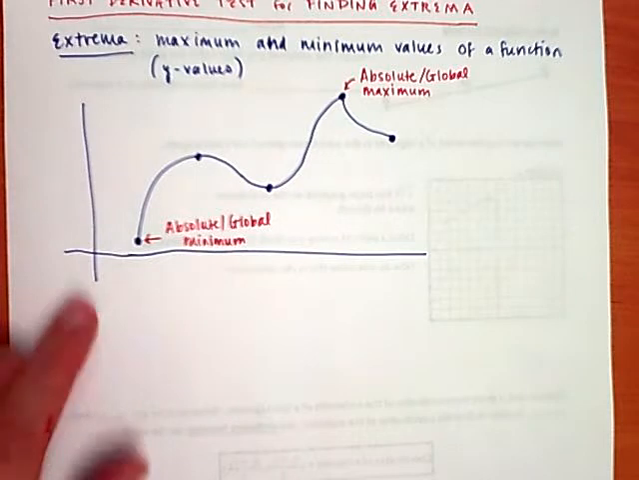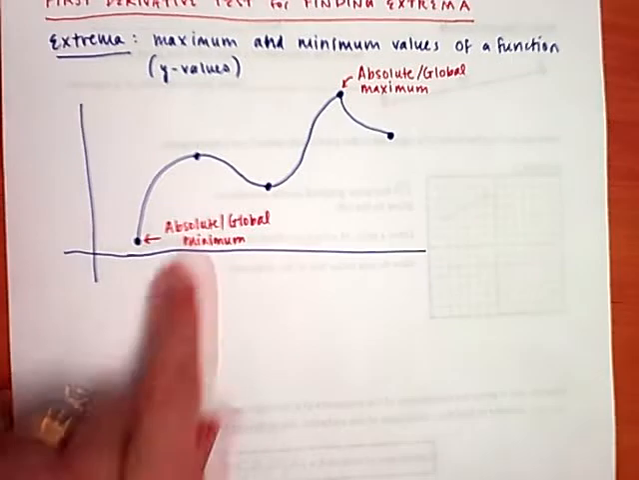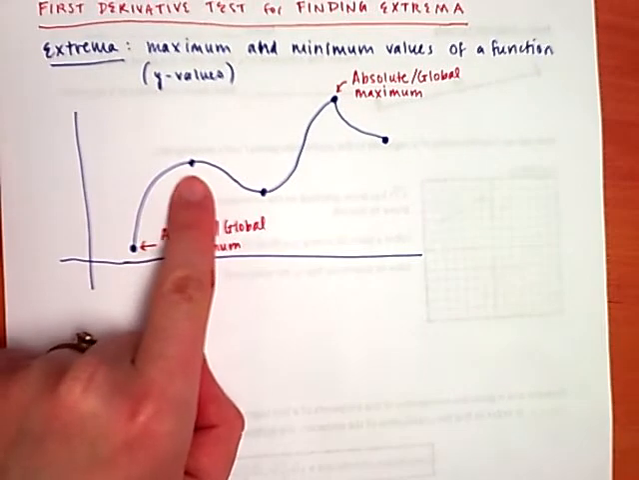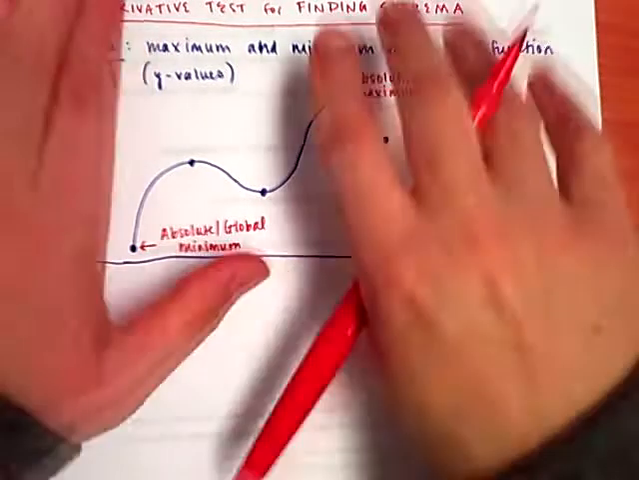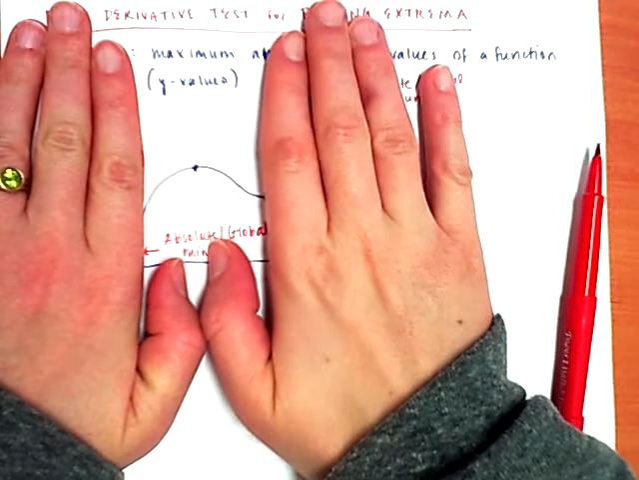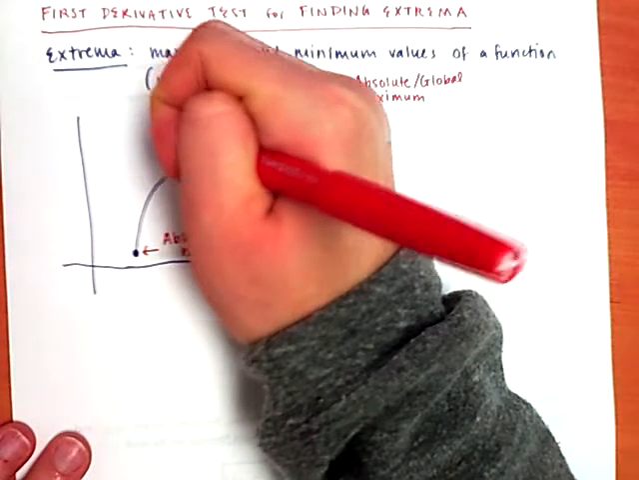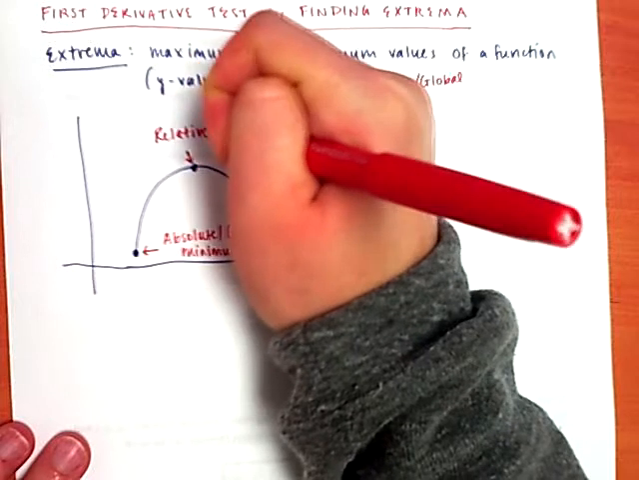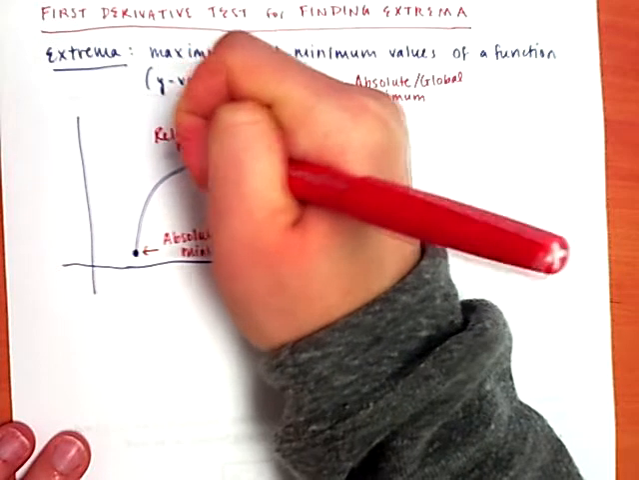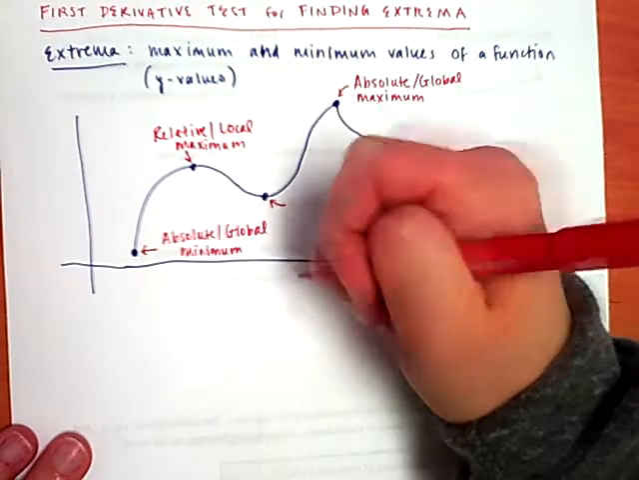And then there are these three other points. These end up being local or relative maxes and mins, because relative to the points around them, they are a highest or a lowest point. So I think we'll start over here where we come to a peak. If we ignore everything else and just focus on what's local, this is the highest point compared to the points around it. So we call this a relative, or relative to the points around it, or local maximum. Similarly, this would be a relative or local minimum.